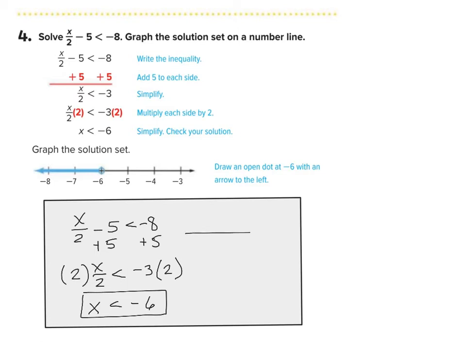Now I have to graph that. So negative 6, negative 7, negative 8, negative 6, negative 5, negative 4. So then you don't fill in the circle, just leave an open circle. And then anything less than negative 6 gets shaded.